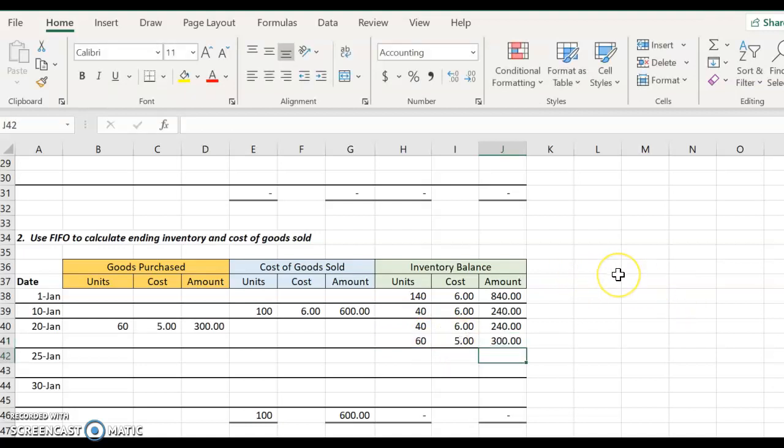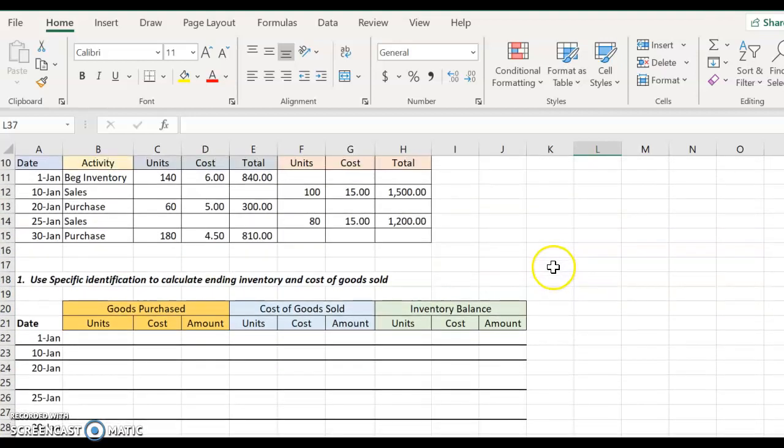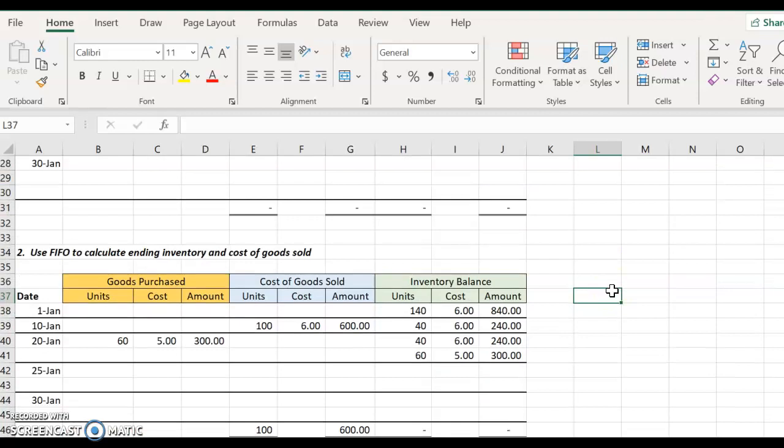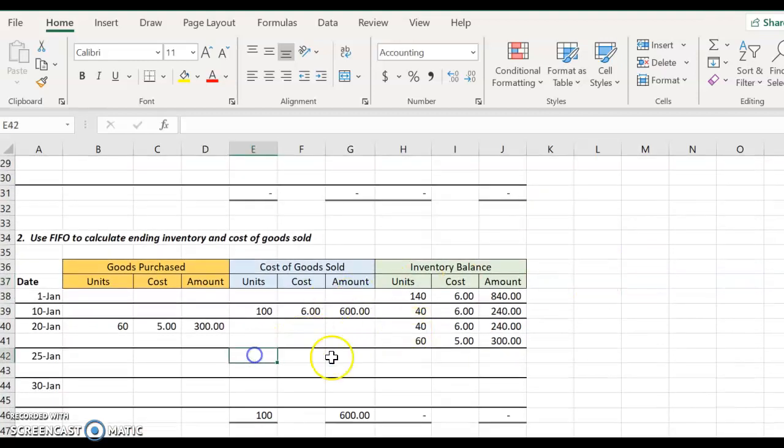On the 25th, what happens? On the 25th, we sell 80 units. So we only have 40 remaining at the $6, so we'll get rid of those first. And then we'll take 40 sales out of the $5 group.